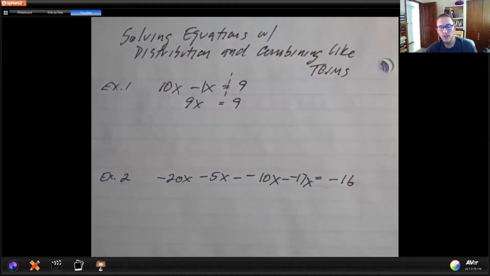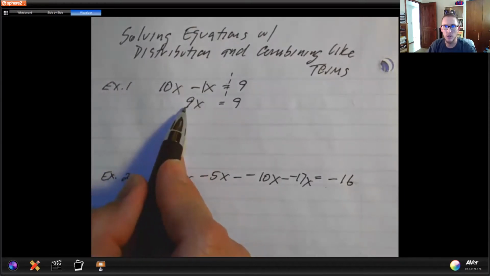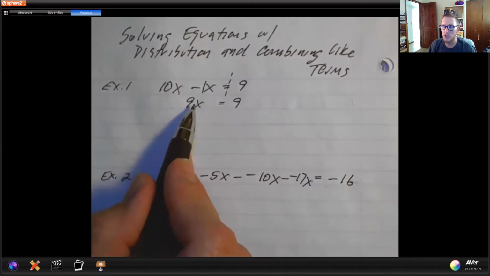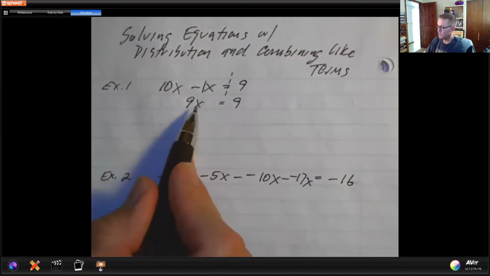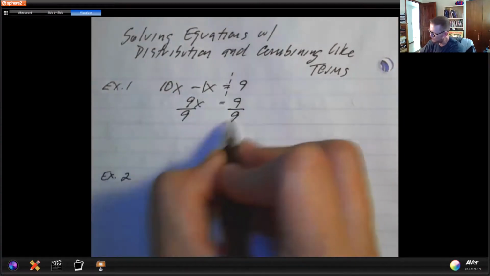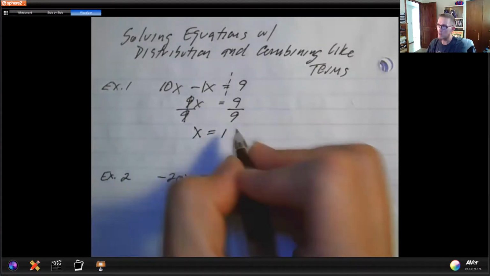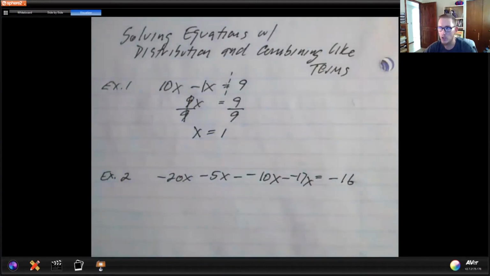Now, we've got a one-step equation at this point. If my goal is to get x alone, I have to get rid of the 9 that's touching it. We'll recall that anytime a number is touching a variable, that means multiply. And the opposite of multiply will be division. So I divide both sides by 9. 9 goes into 9 one time. And I've solved the equation for the letter x. So again, we're just going to combine like terms and then solve for x. We're taking two ideas and we're mixing them together.